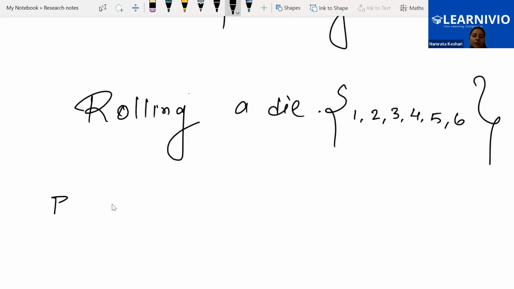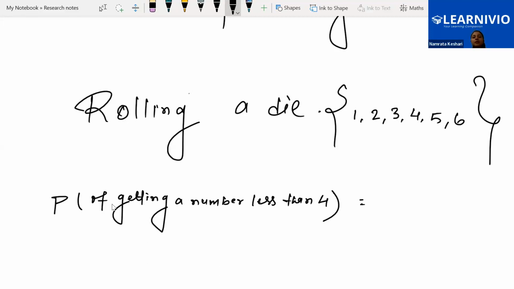Now, write the probability of getting a number less than 4. What will be the probability? 3 by 6, that means 1 by 2. How many numbers are less than 4? 1, 2, 3. Favorable outcome is 3. Total outcome, when we are rolling a die, is 6. So 3 by 6, that means 1 by 2.